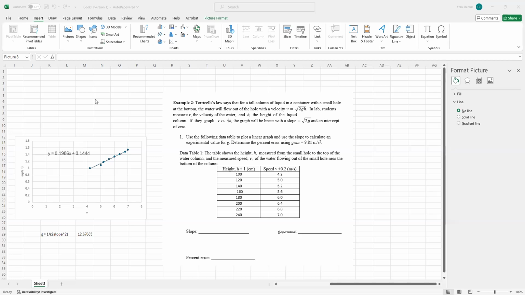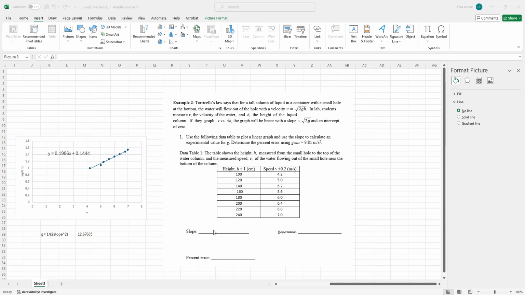So they give us here the data table. The data table contains two columns. In the first column, we have the height of the column of liquid. In the second column, we have the speed of the liquid, in this case the water, when it flows out of the hole. What are we supposed to do?